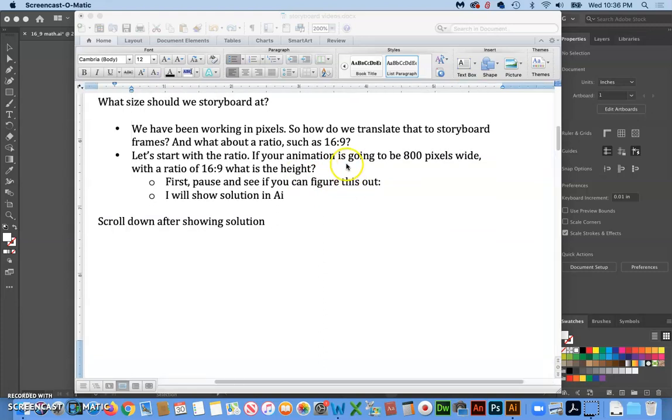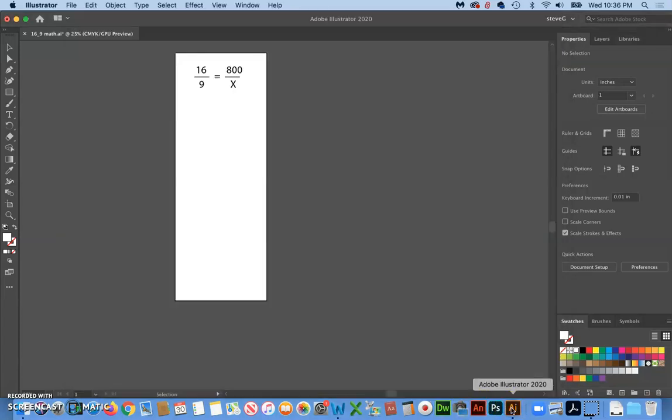So your largest dimension in this project is required to be 800 pixels. So if you're going wide, that would mean it would be 800 pixels wide. So if you know that, how do you figure out how tall it is if you're going for a 16:9 aspect ratio? So see if you can figure this out. Just go ahead and pause the video, and right now I will show you the solution in Illustrator.